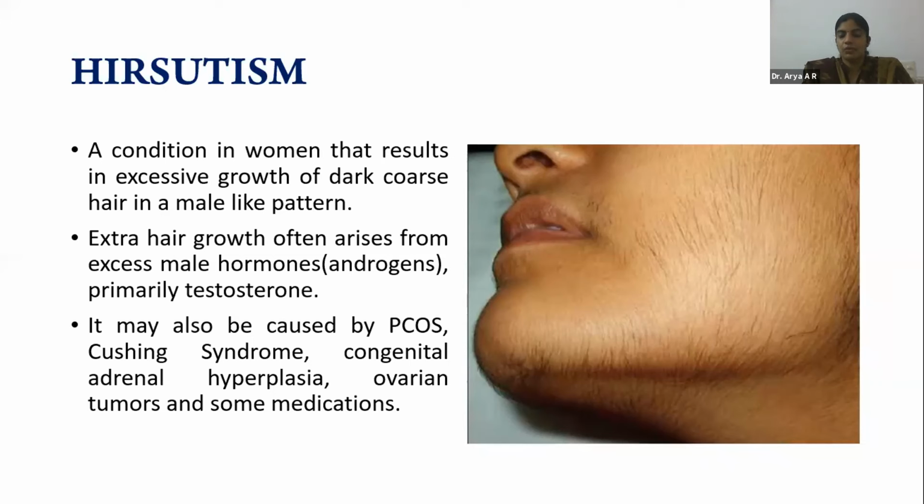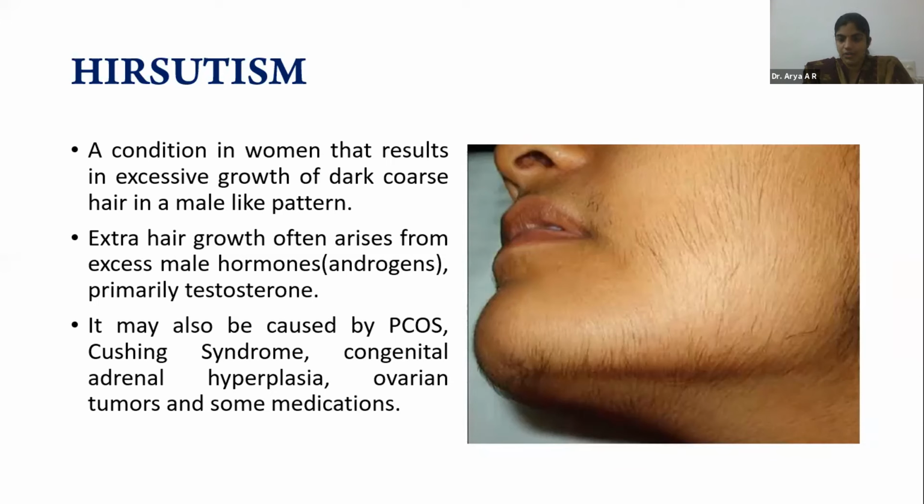This hair growth occurs because of excess male hormone, that is androgen, majorly testosterone. If they have an increase of testosterone in their blood, they will face this condition. And as I said earlier, the majority of females complaining of PCOS would have this hirsutism condition. So PCOS is one of the major factors causing hirsutism, and also Cushing syndrome, congenital adrenal hyperplasia, ovarian tumors, and some medications lead to this condition.